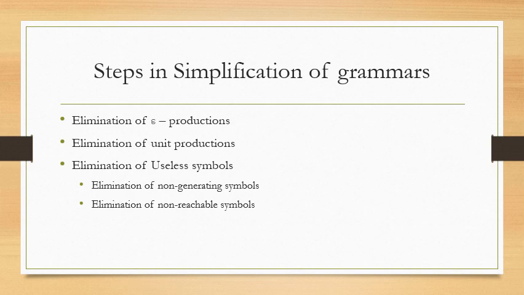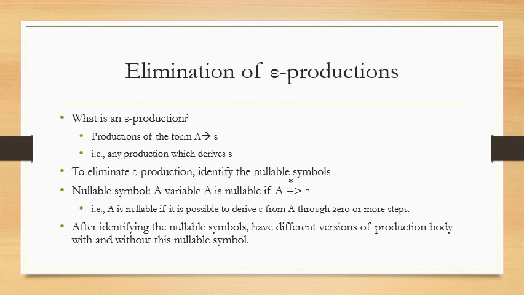So therefore the steps to be followed are, first you have to identify the epsilon productions and eliminate them. Next you have to identify the unit productions and eliminate them, followed by elimination of useless symbols. In case of elimination of epsilon and unit productions, you do some substitutions only. You don't remove them as such. Whereas in case of elimination of useless symbols, you entirely remove the productions. So we will deal with each of them one by one. First one is elimination of epsilon productions.